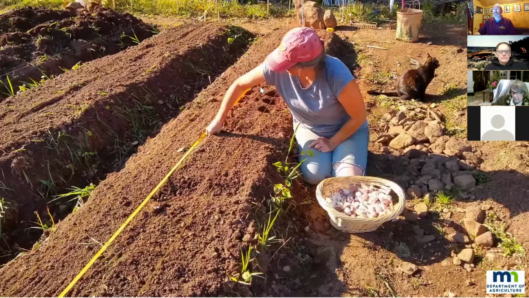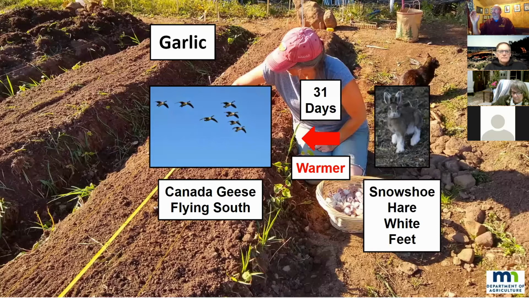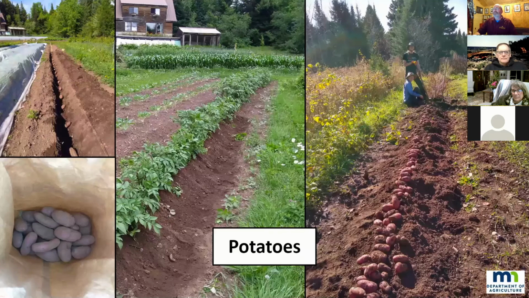So these are considerations. Planting, we used to go by the snowshoe hare. When the feet on the snowshoe hare turn white, it's time to plant garlic. But now we're planting when the first Canada geese come in small flocks heading south. And that's about 31 days before the snowshoe hare. So we're changing based on crop study, changing based on what we're learning in phenology.